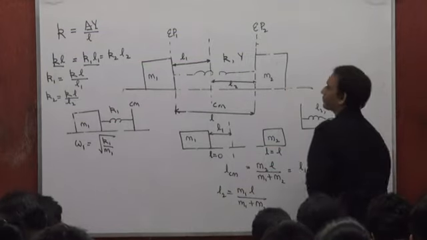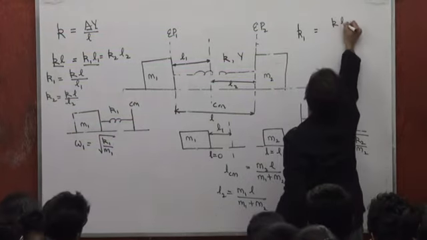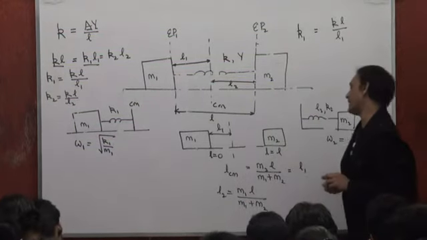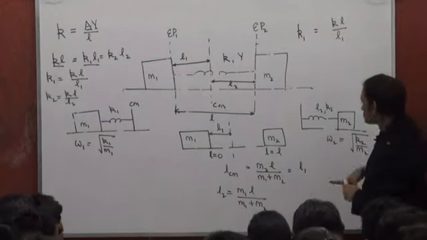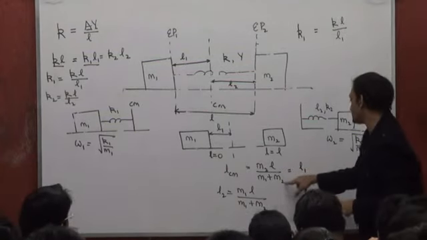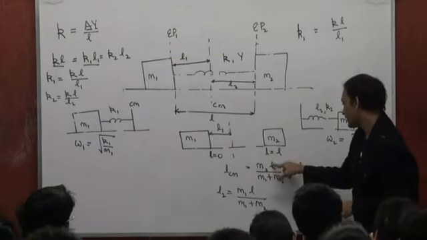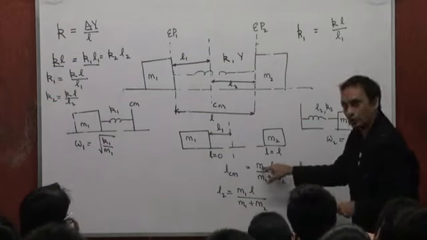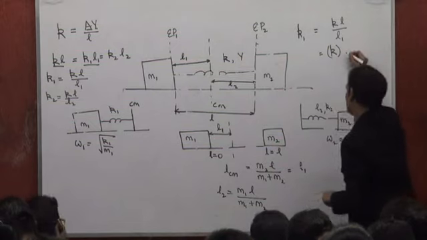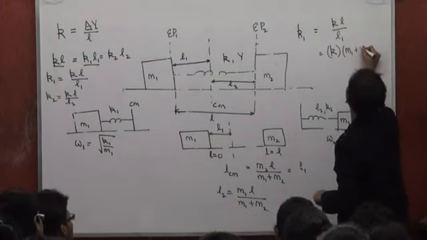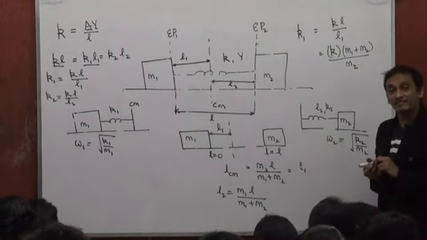Now, what is K1 therefore? K1, as you can see from there, is KL by L1, and L by L1 is M1 plus M2 by M2. That's K1.